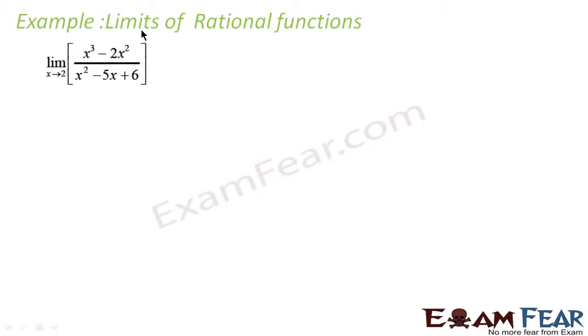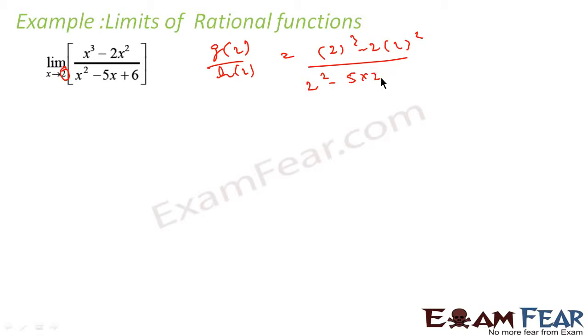We'll try one more example. Here we have to find the limit again at x equal to 2. So for this also we find g2 by h2, and this value comes out to be 2 cube minus 2 into 2 square by 2 square minus 5 into 2 plus 6. That value is 8 minus 8 by 4 minus 10 plus 6. That is 0 by 0. Since it is 0 by 0 form, that means we can refactor it.